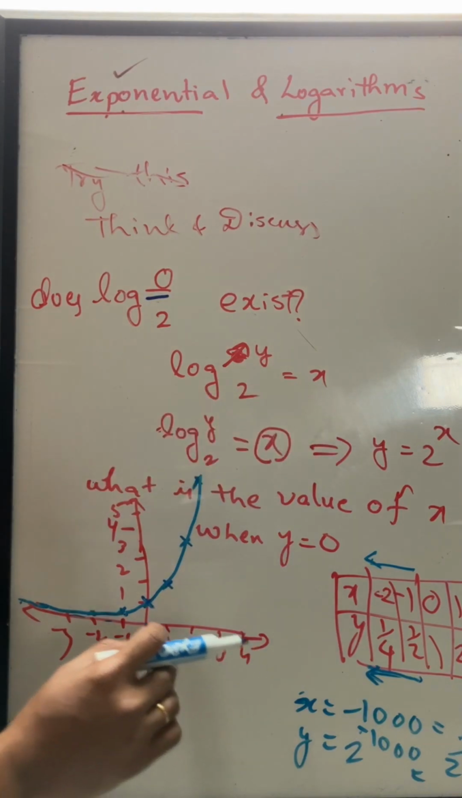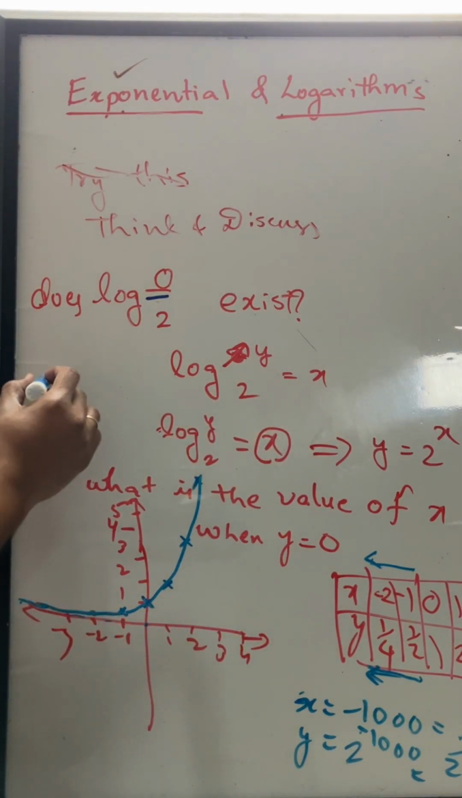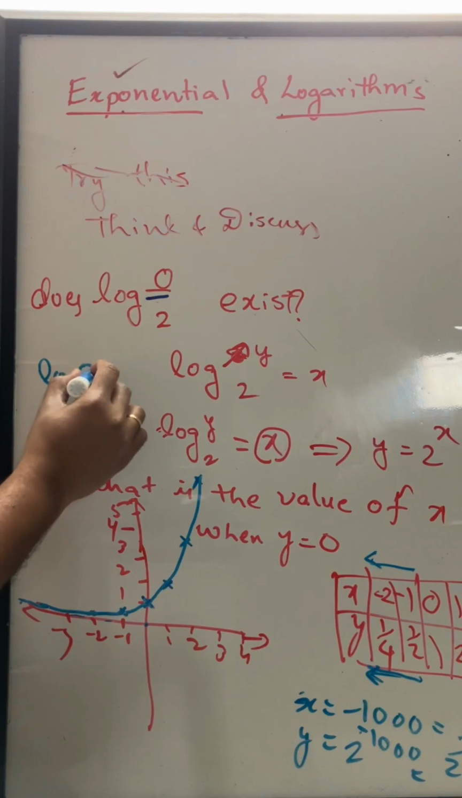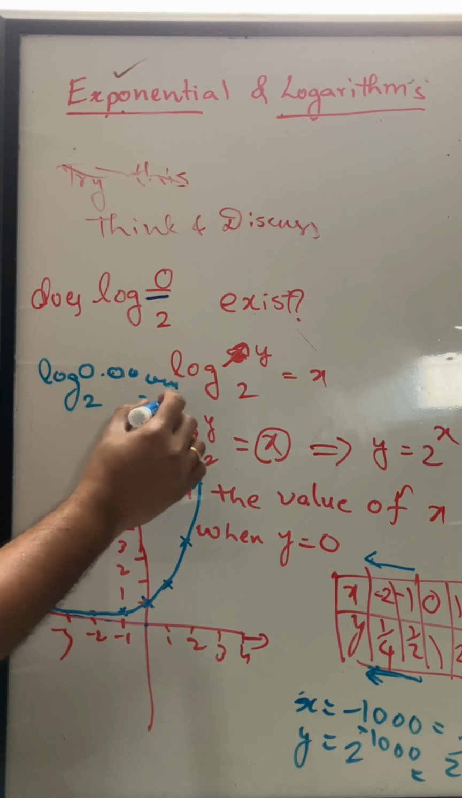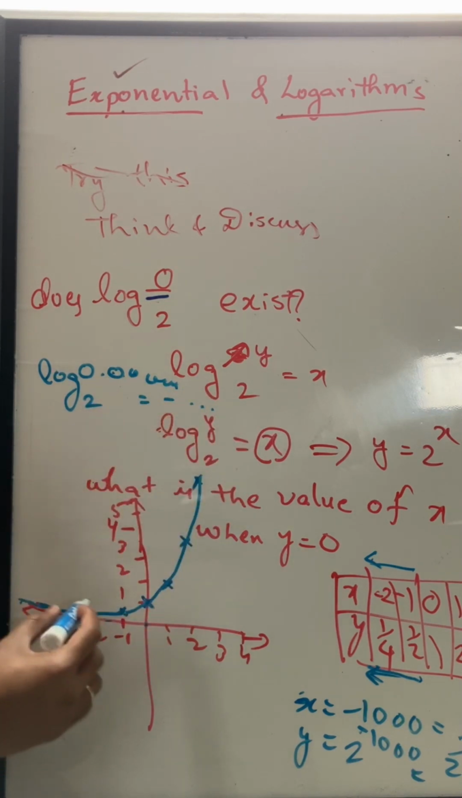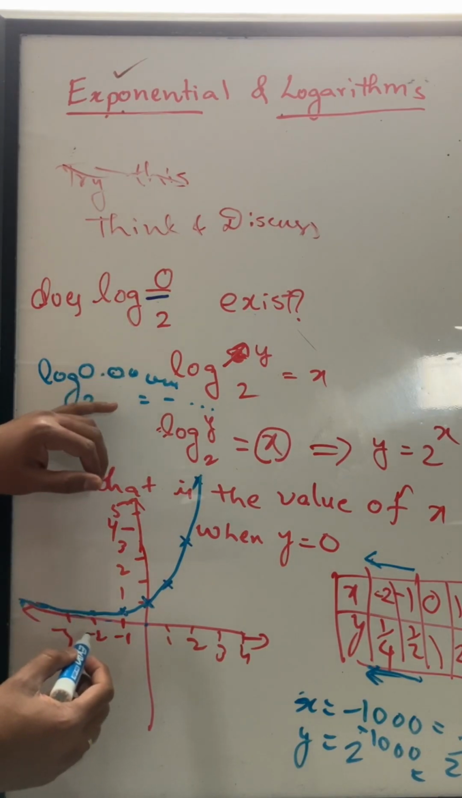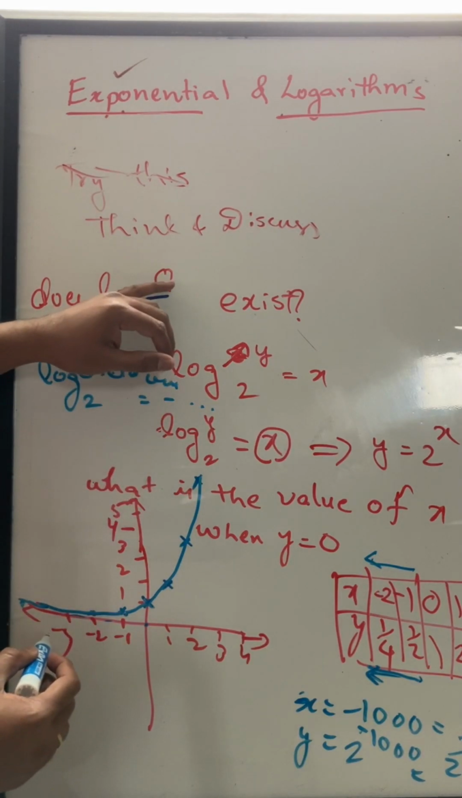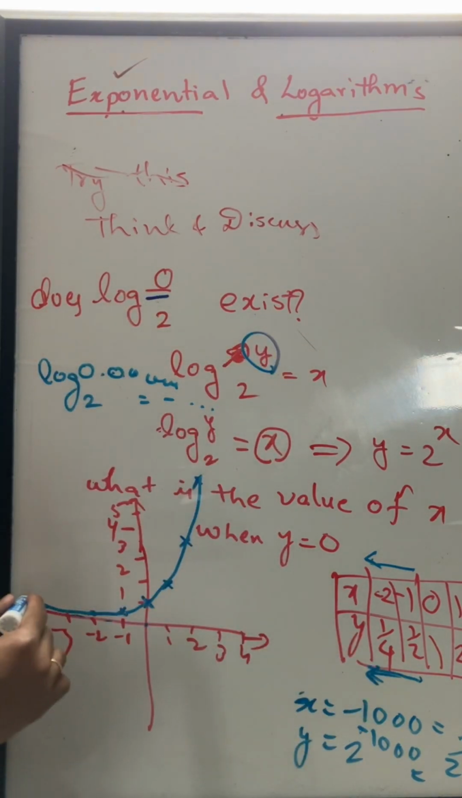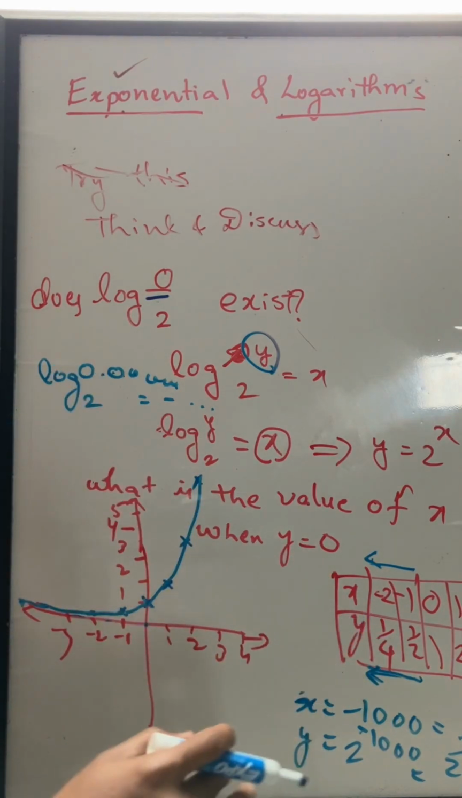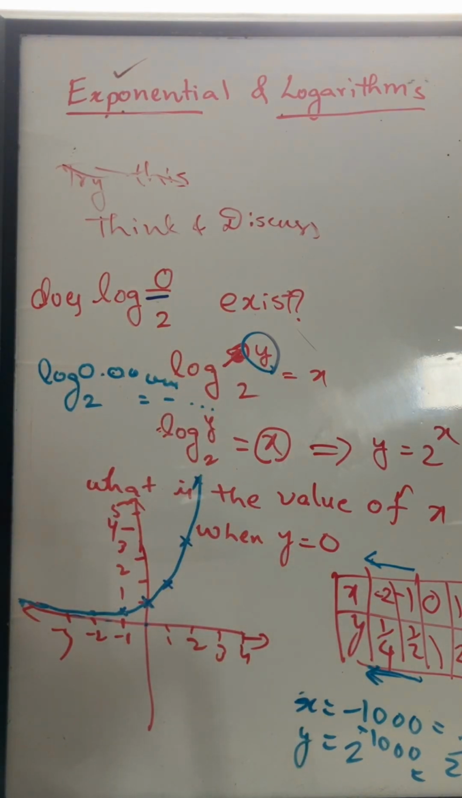So x will be negative. When log of 0.000000000 base 2, the value will be negative something. When -1000, the value will be very small, but it won't touch 0. It never becomes 0. Y equal to 0 never happens. It will be approaching, but it won't touch. That's the answer. Interesting, right? Let's discuss the next one.